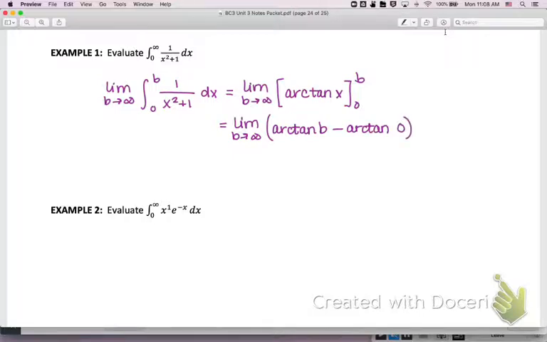So arctangent as b approaches infinity, it might be helpful to envision what the graph of arctangent looks like. When we have the graph of arctangent, remember it's a reflection of the graph of tangent over the line y equals x. There is a horizontal asymptote at pi halves and a horizontal asymptote at negative pi halves, and the graph looks like this, okay?